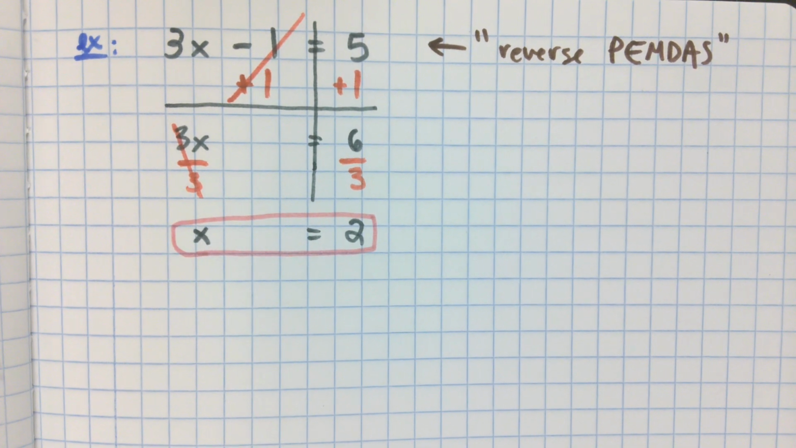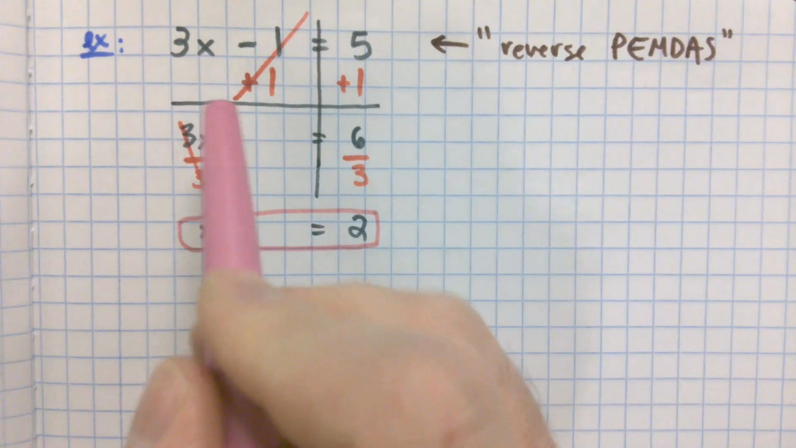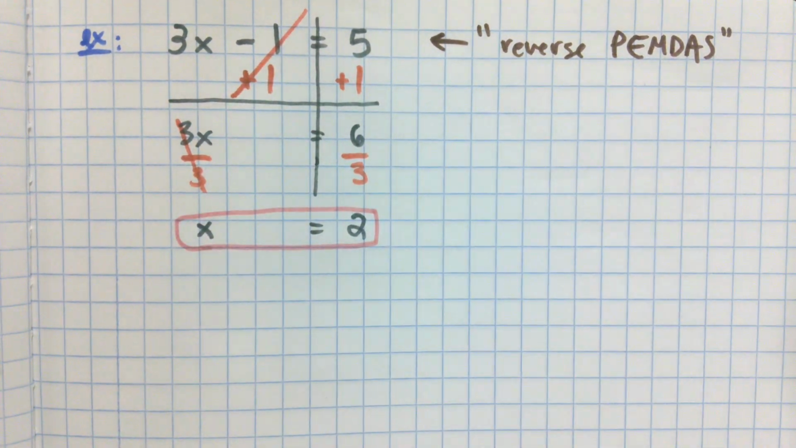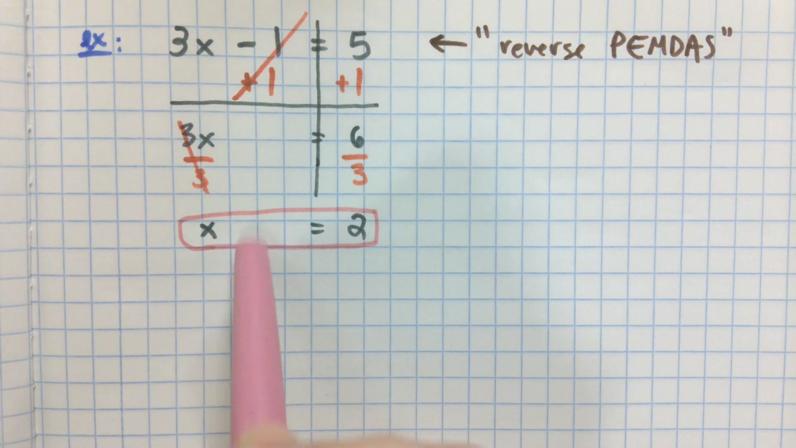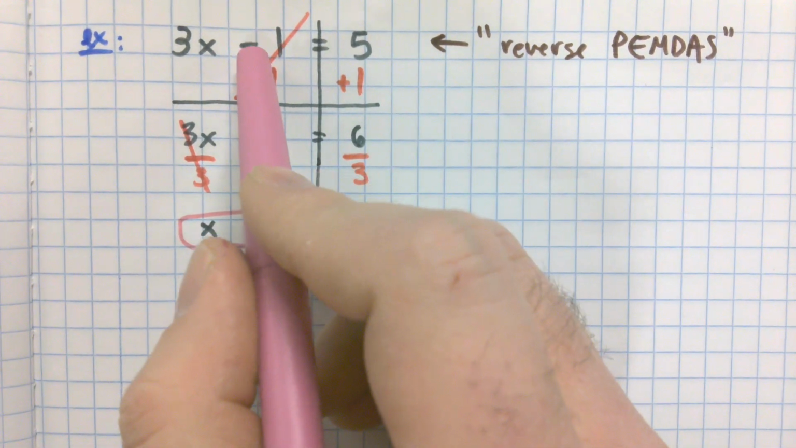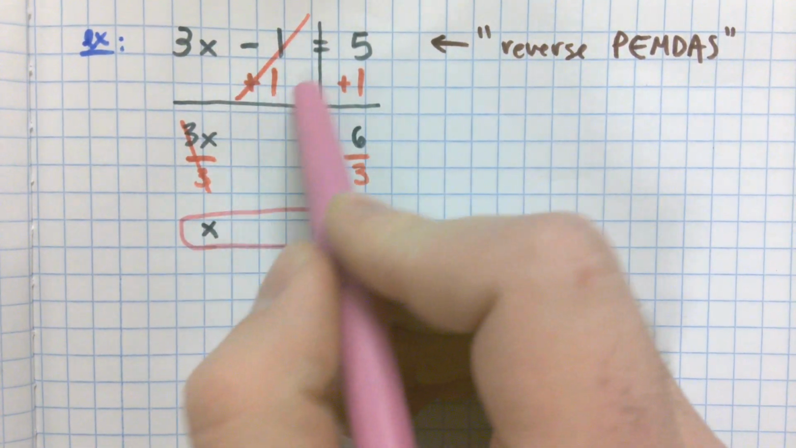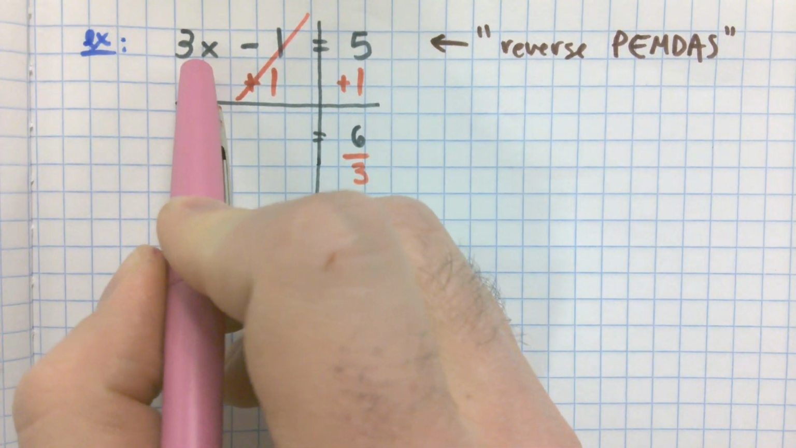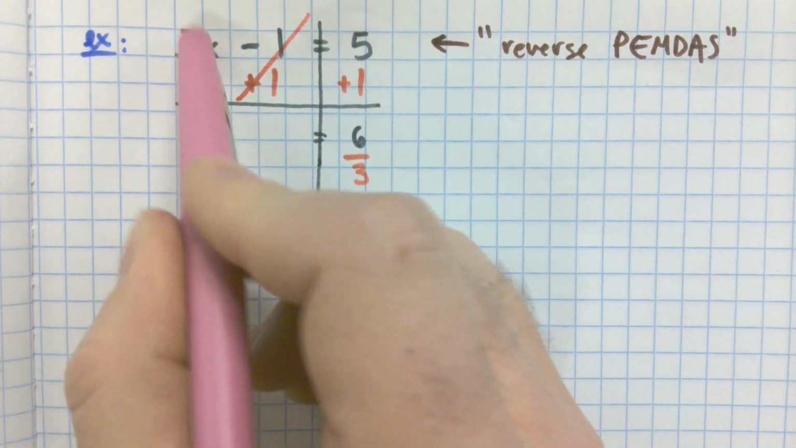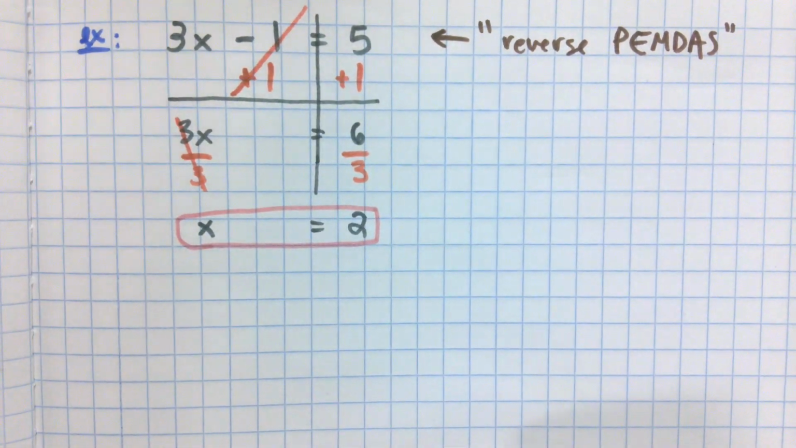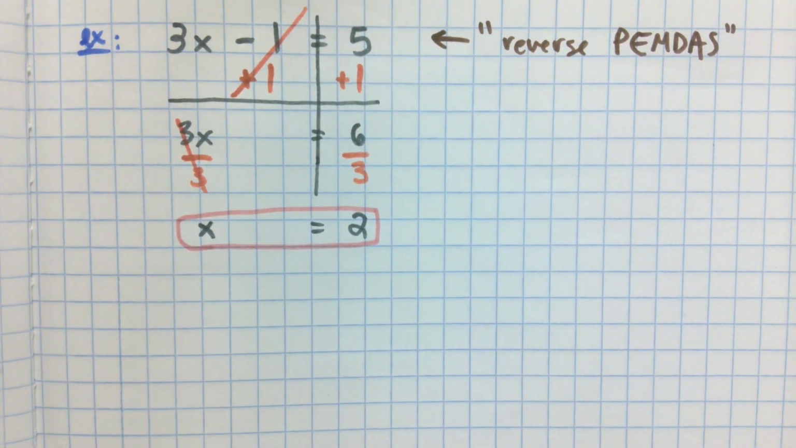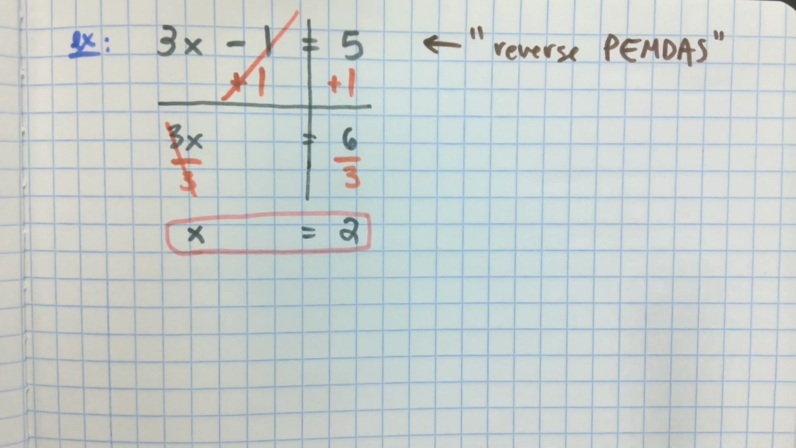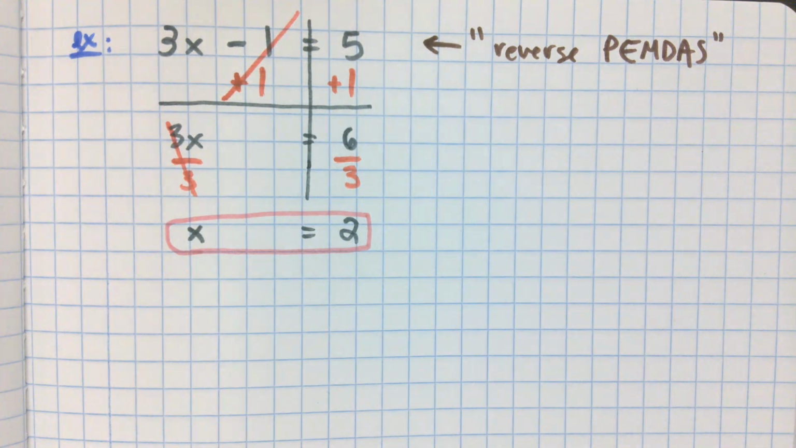If reverse PEMDAS doesn't make sense, I kind of think of it like an onion, right? If x is the center of our onion, we've got to peel off all these layers around it to get it all by itself. The outermost layer is this minus 1, because 3 is right there next to x. So we can't get to that 3 until we get rid of that minus 1. Does that make sense? Okay. That's what we get. X is equal to 2.